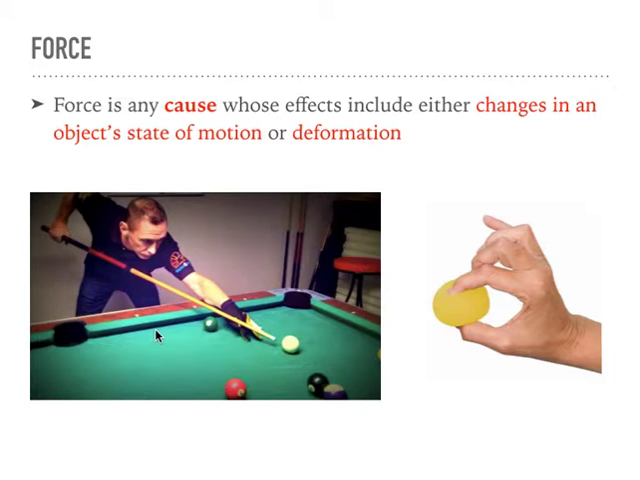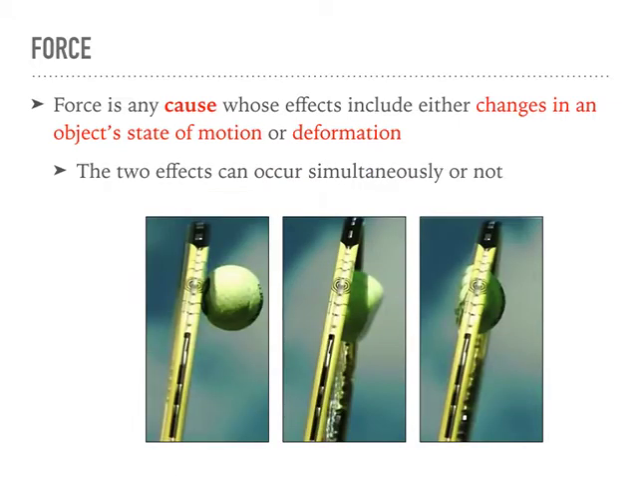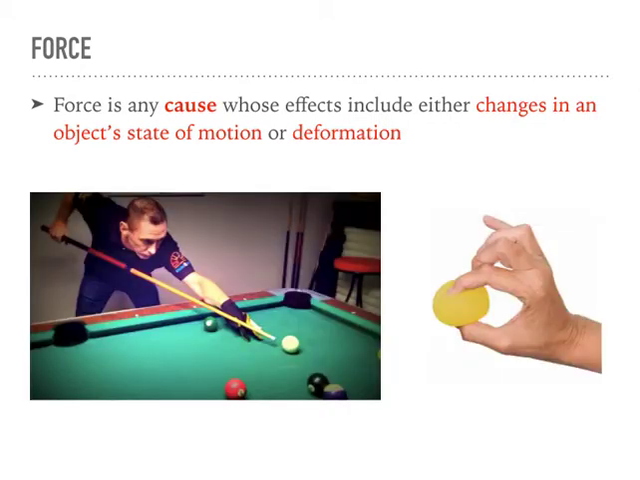And also we can deform objects. So here we have someone pinching a ball and deforming it. That is also caused by the force done with the fingers. Sometimes the two effects can occur simultaneously. So here we have an example where it's only the change of the state of motion, and here it's only the deformation.